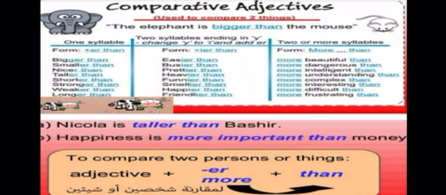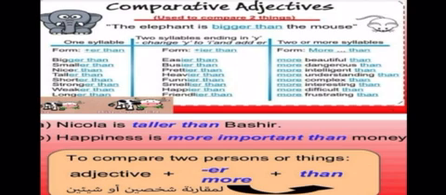But about the words that contain two syllables and end with the letter Y, we change Y to I and add ER, like here we have the form IER and than. Easier than, busier than, prettier than, heavier than, funnier than, happier than, and friendlier than, okay? So here we have two or more syllables.